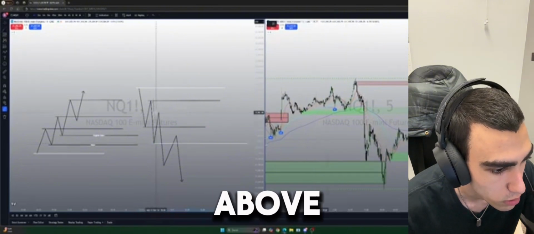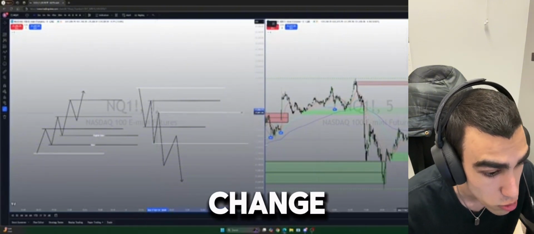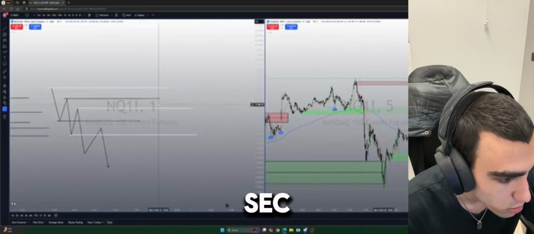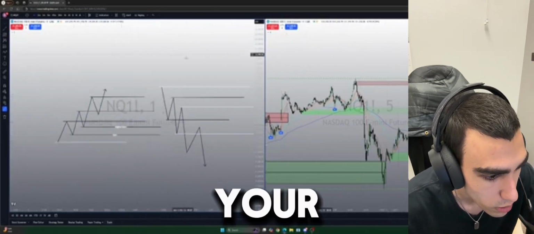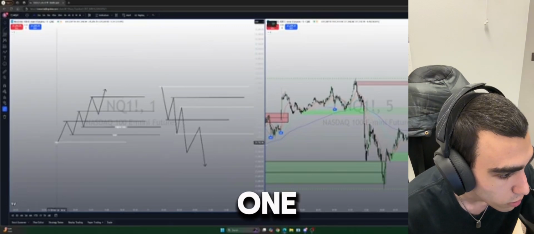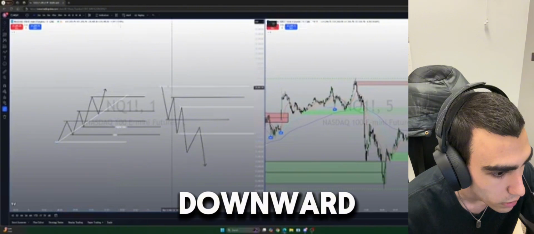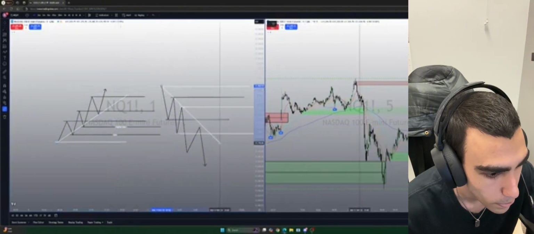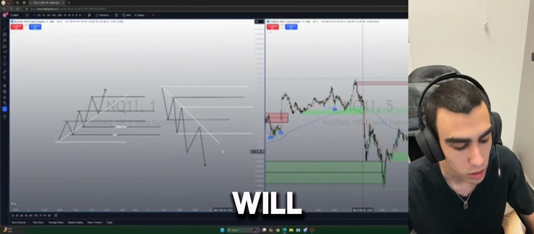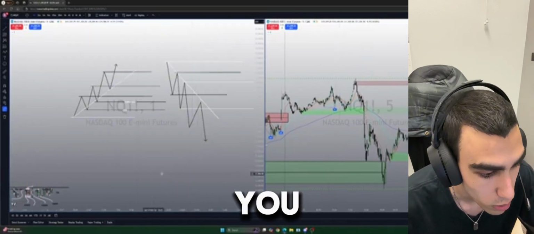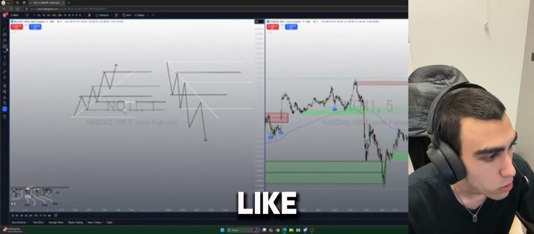If this would get broken to the upside, then we would be on a trend change, a market structure shift, and I will teach you what that is in a sec. But these would be your two trends. You have an upwards trend, then you have your downwards trend right here. These are the two different types of trends that you will have in the market. What else can you have in the market? Well, you could have something that looks like this.